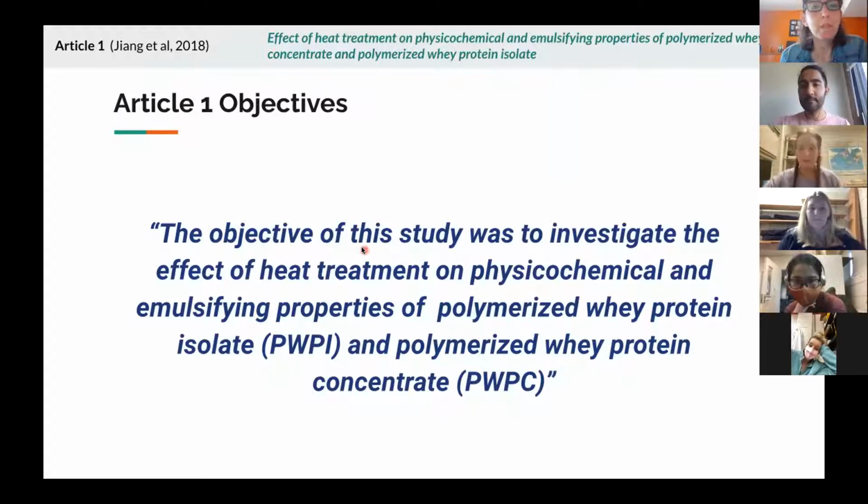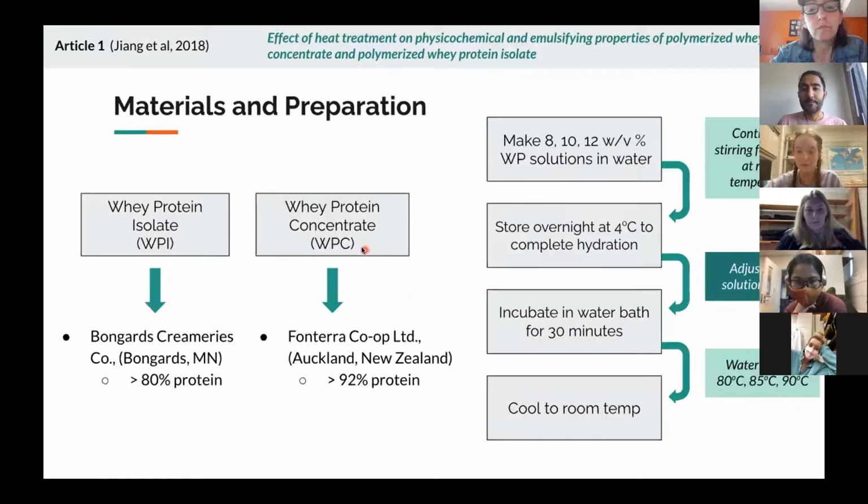So the first article's objective is to investigate the effect of heat treatment on the physicochemical and emulsifying properties of polymerized whey protein isolate and polymerized whey protein concentrate. They acquired their whey protein isolate samples from Bongard's Creameries and their concentrate samples from Fonterra.